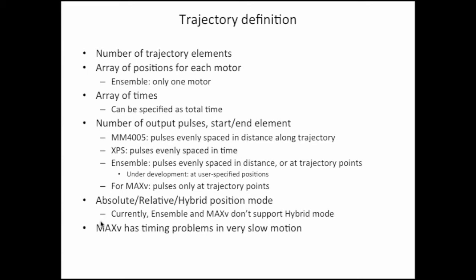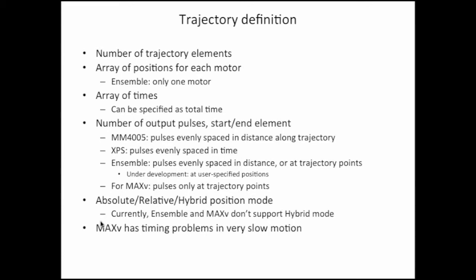And then you have to describe the pulses that you want. And that's where the motors are most different. The MM4000 can do pulses evenly spaced in distance along the trajectory. It's not along any one motor, it's along the actual curve. The XPS can only do pulses evenly spaced in time. So it knows how long the trajectory is going to take to execute, and you tell it how many pulses.